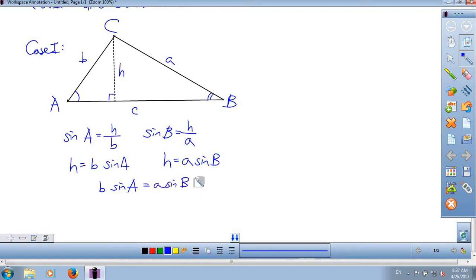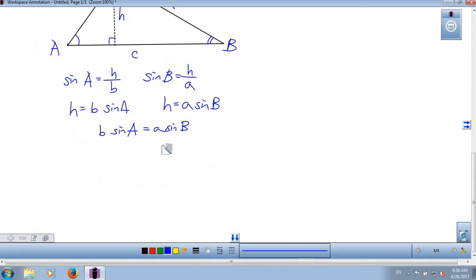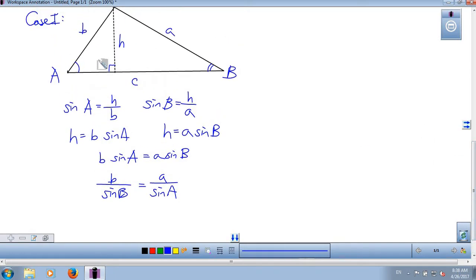So I can come up with a proportion here. I can cross multiply and divide both sides by sine B and divide both sides by sine A. So I would have B divided by sine B is equal to A divided by sine A. This is the basis for the law of sines. And I can further show you that if I draw the altitude from angle A to side A, I'll be able to prove C over sine C is equal to A over sine A.